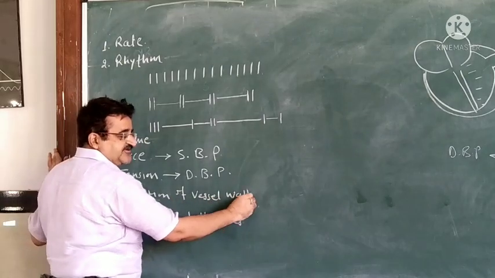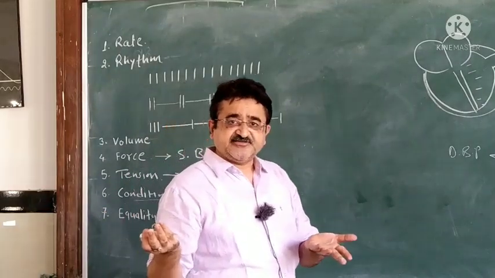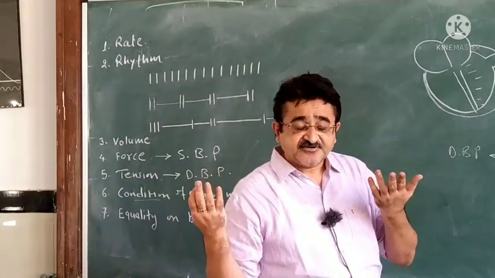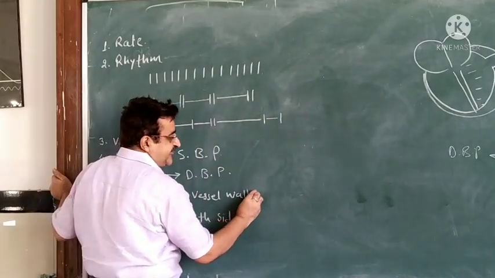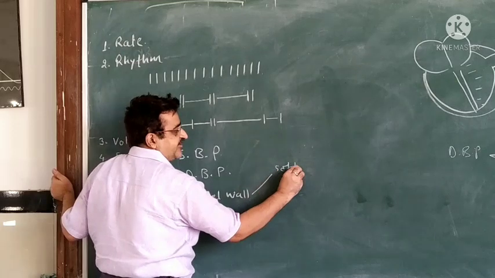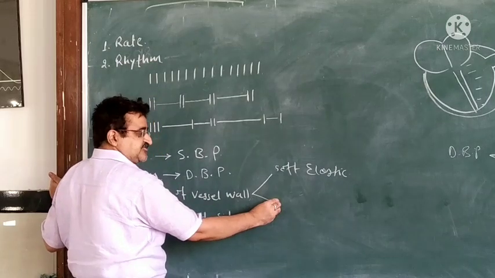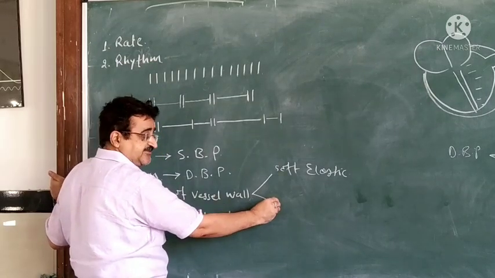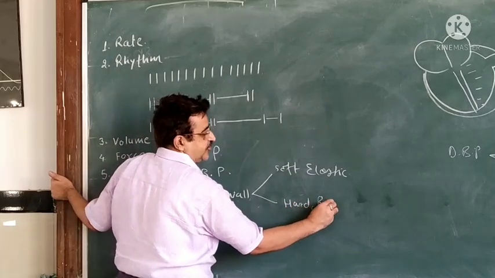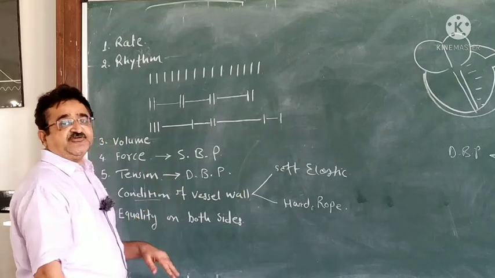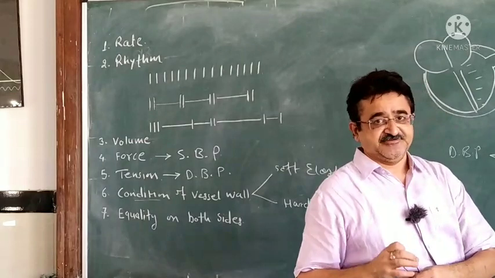Then, what is the condition of the vessel wall? Is it soft and elastic, or is it rigid and like a rope? In a healthy individual, it is soft and elastic. In old age, because of arteriosclerosis and atherosclerosis, it becomes hard and like a rope. So this is how we can guess the condition of the vessel wall by just palpation.